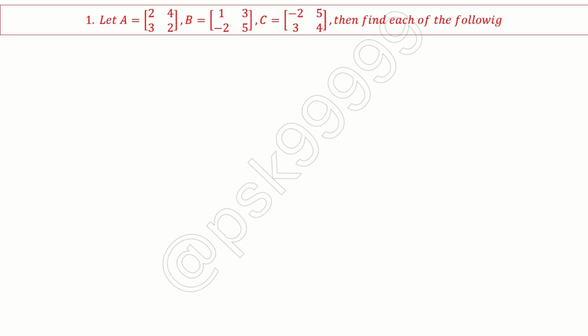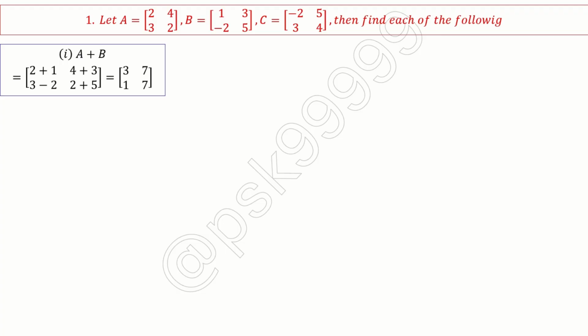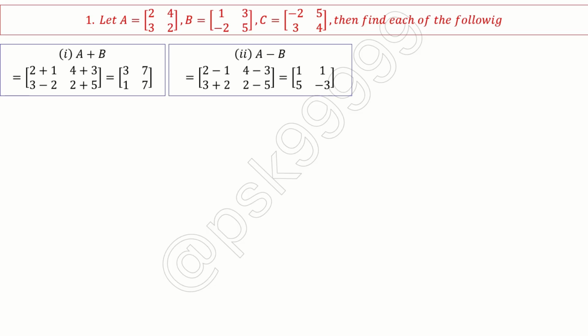Okay, A, B, C are given. Find each of the following. One is A plus B. Both are of the same order, so you can do addition. Corresponding elements you can add. So I am writing it explicitly: 2 plus 1, 4 plus 3, 3 minus 2, and 2 plus 5, which is 3, 7, 1, 7. Okay. Similarly, you can do it for A minus B. The sign will just change; instead of A plus B, it is A minus B.